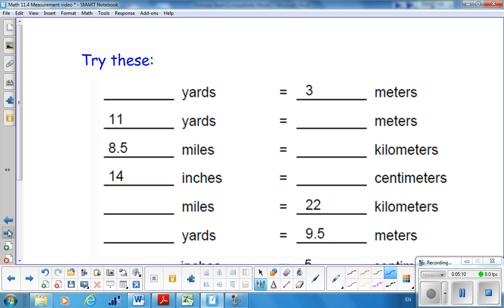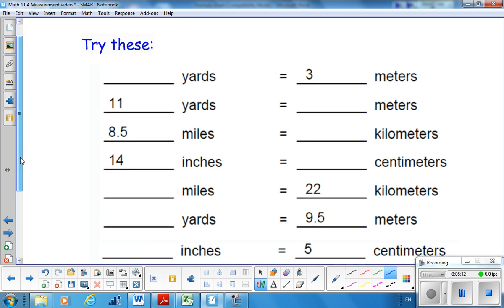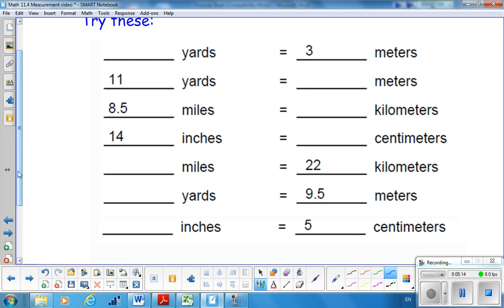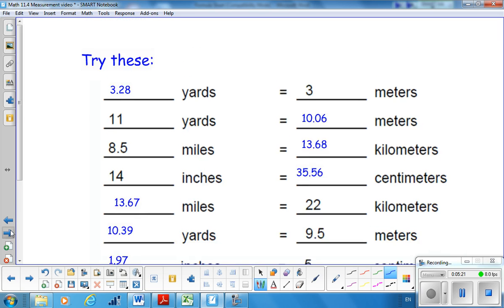Here are some conversions for you to try. So you might want to pause the video and go through the conversions. Your answers should be this.